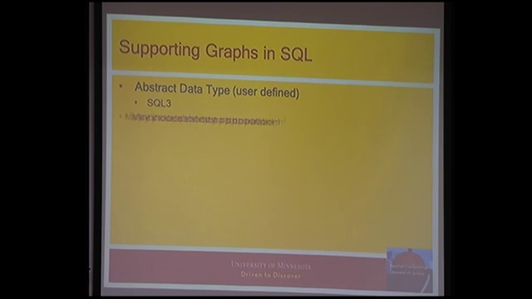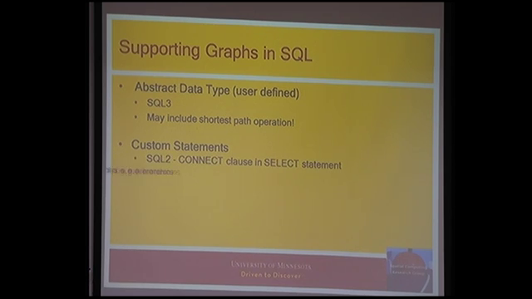Certainly we want some kind of shortest path operation, and you can add data types like node, edge, path, and tree. But what SQL has are special statements like connect and recursive. These are the two, and I will briefly show what they do.